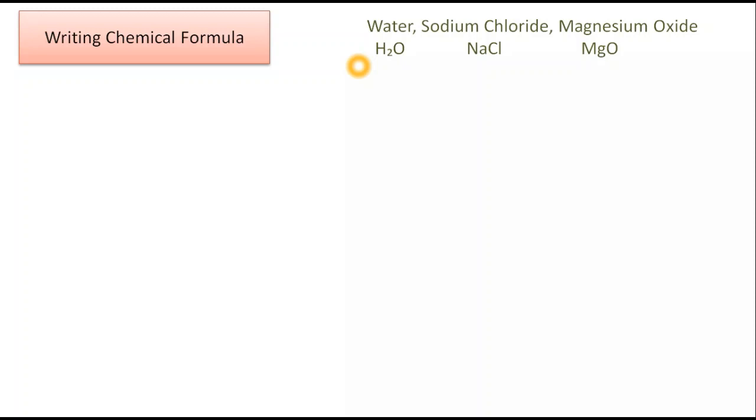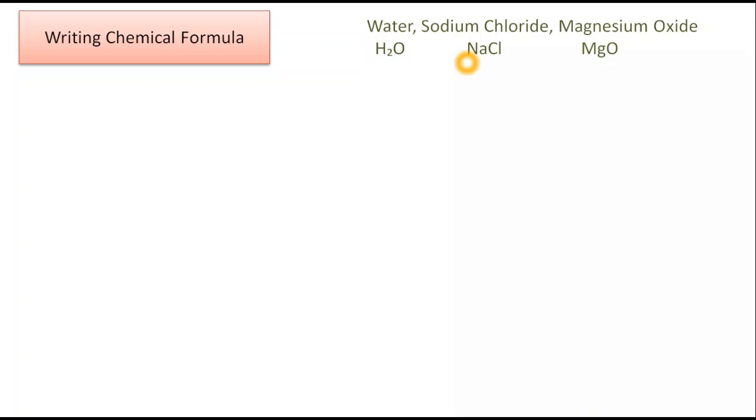The compound which is made of only two elements is called a binary compound. Here you can see water is made of only two elements, hydrogen and oxygen. So it's a binary compound. Sodium chloride is also made of two elements, sodium and chlorine. So it's also a binary compound.